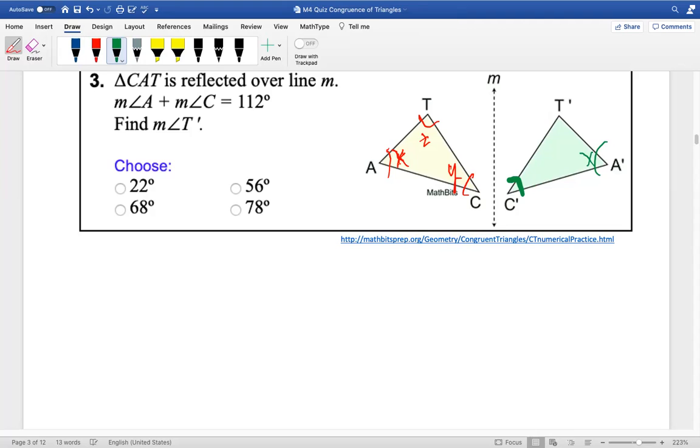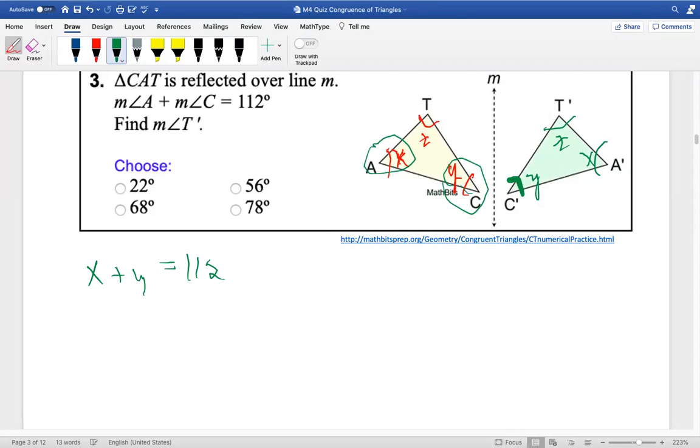So C is our Y, and T is our Z. So it says here that the measure of angle A plus angle C is equal to 112. So we're talking about this, which means that X plus Y is equal to 112.